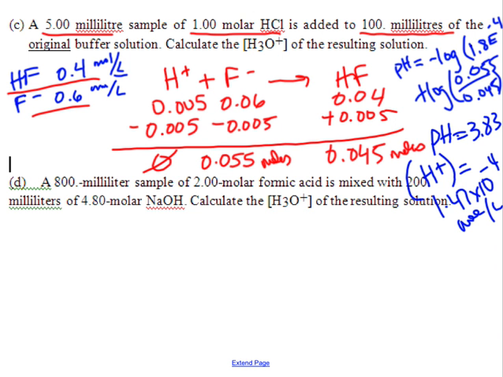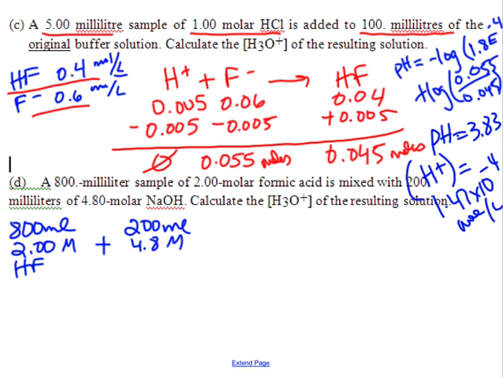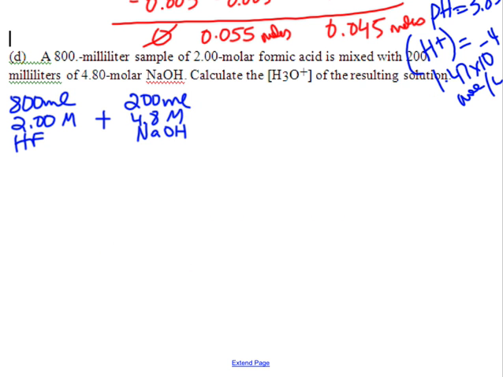All right, last problem of the day, and I'll give you a brain break. An 800 ml sample. So we have 800 ml. Sometimes it's good to write it down if you're struggling. 2.0 molar formic acid is mixed with 200 mils of 4.8 molar NaOH. What kind of problem is this? It's an invader, right? Easy reaction, because invader is going to have to react with what? Directly HF. There's no buffer or anything in there, at least not yet. We'll see what happens after the war.